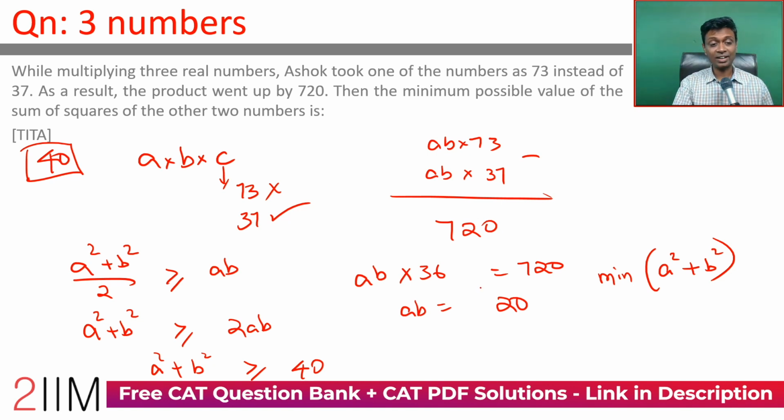a² + b² is greater than or equal to 2AB. This is because (a − b)² is greater than or equal to 0.